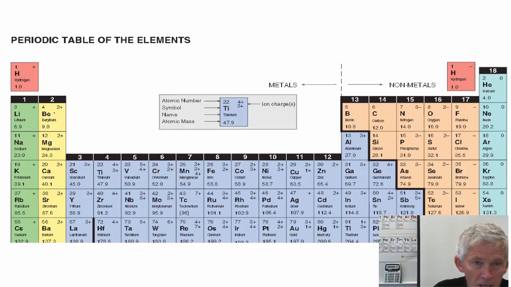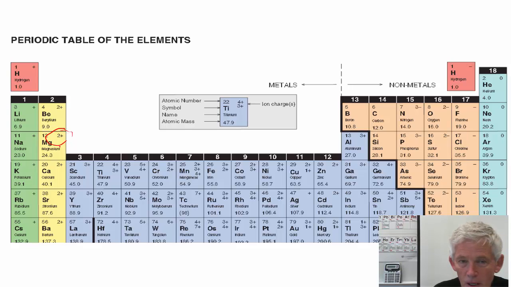How do we know that? Group 2, all of group 2 tells you that there are 2 electrons in their outer shell. And to be stable, you want a full octet. The only way you get a full octet is if you lose those 2 electrons. And if you lose 2 negative electrons, you become a 2+ ion, right?